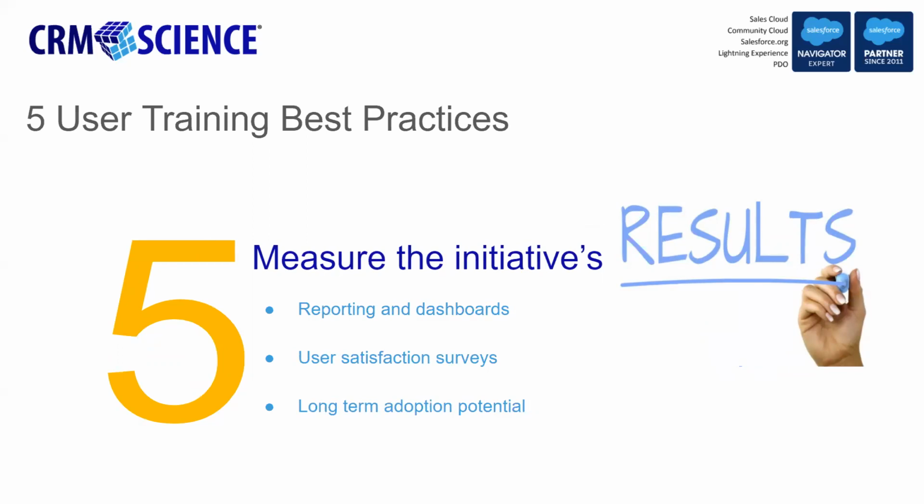And last but certainly not least, the fifth best practice here is to measure your initiative's results. I mentioned reporting and dashboards a little bit earlier, but really through measuring results, you're bringing all of these best practices full circle, right? Our first best practice was to set SMART goals. If you've set the right goals and you know what goals you're striving for, you're able to then take measurements along the way and generate those into reports and dashboards.